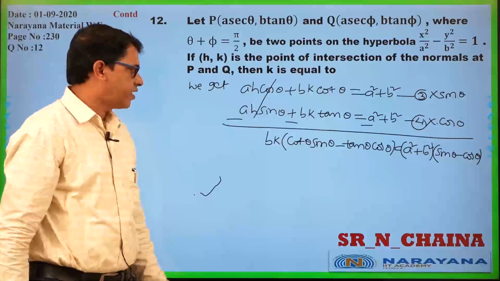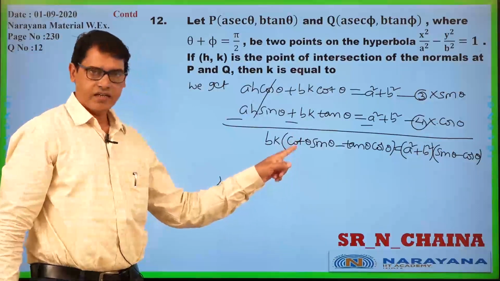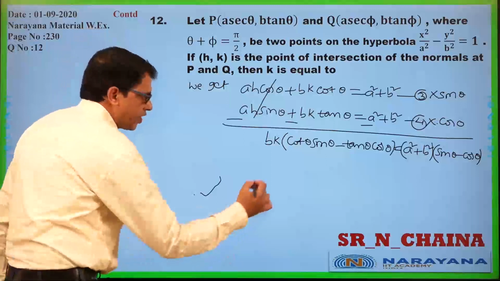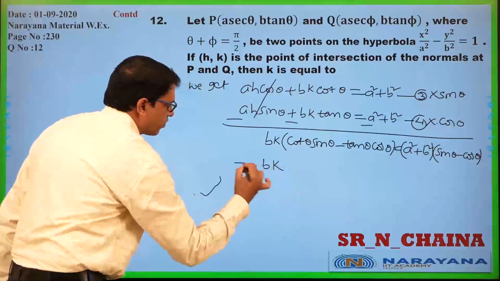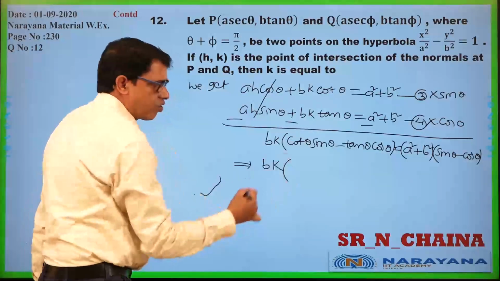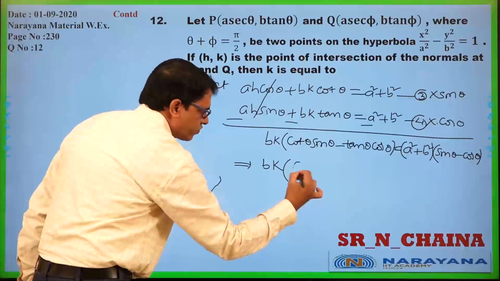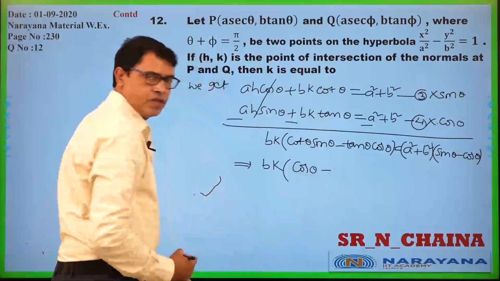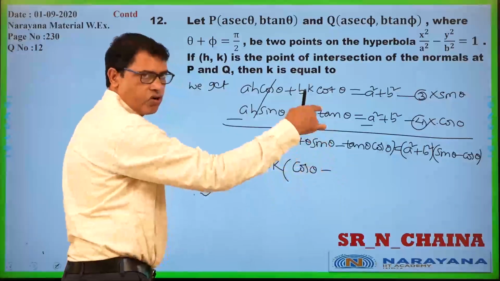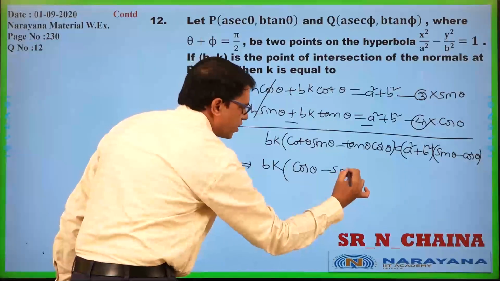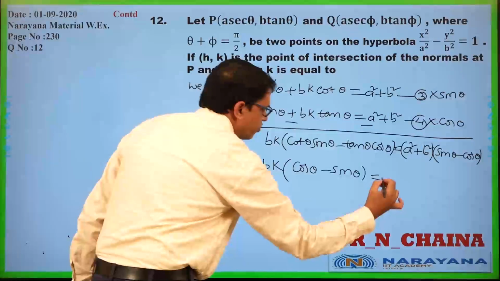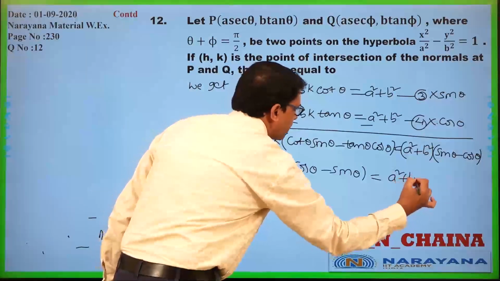Now come to the left hand side. Cot theta means cos by sin, get cancelled. So that implies bk. So sin by cos by sin get cancelled, this will be cos theta. Tan theta, sin by cos get cancelled, so this will be sin theta equals a square plus b square.